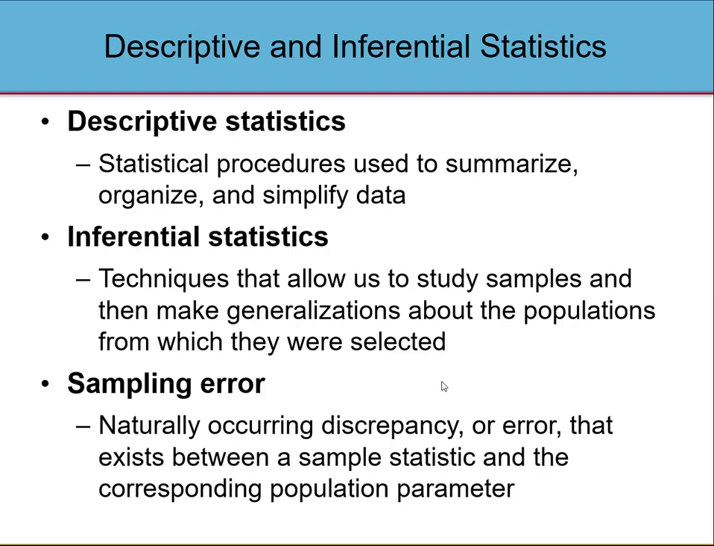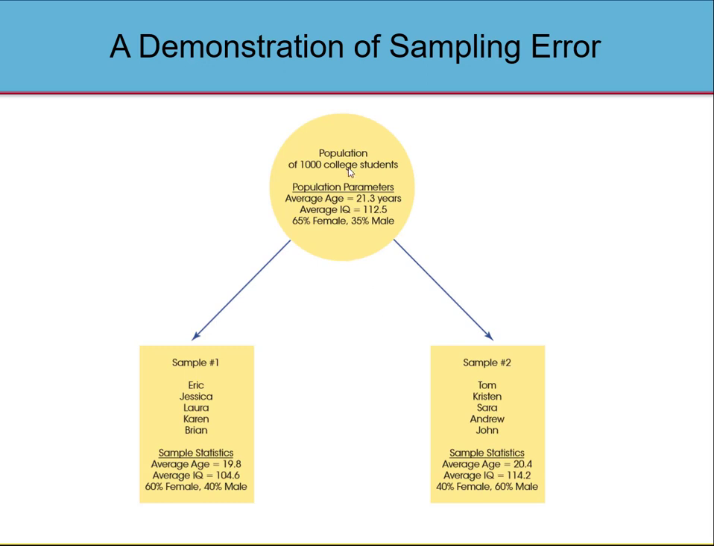And then sampling error is just the normally occurring discrepancy or error that exists between the sample statistic and the population parameter. For example, you have 1,000 college kids. We're going to take the average age, 21.3 years. Of those 1,000 kids, the average IQ is 112, 65% female, 35% male. I pull sample 1, I get 5 kids. Average age is slightly lower than the population parameter. The IQ is also slightly lower than the population IQ. And we still have similar but not the same proportions of females to males.